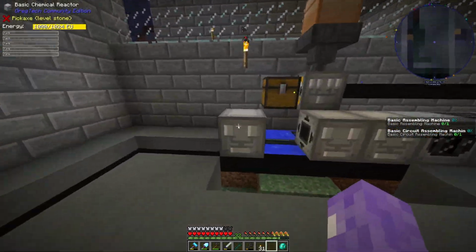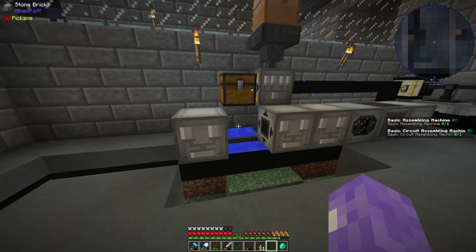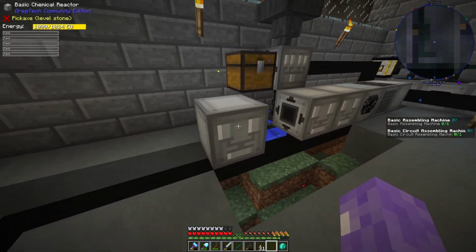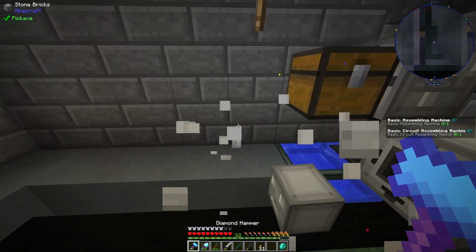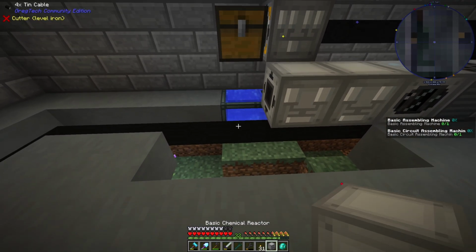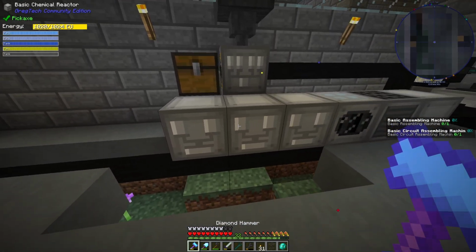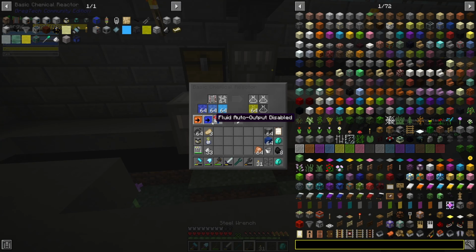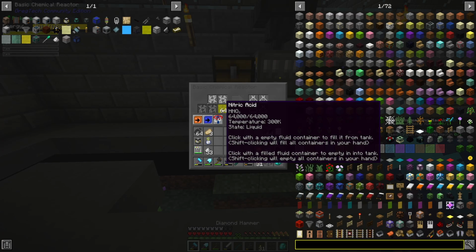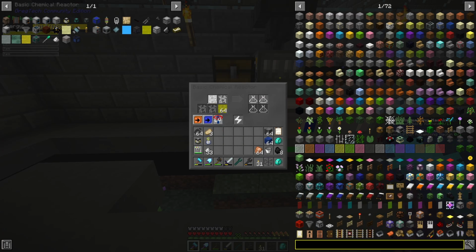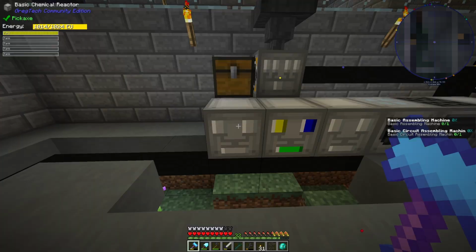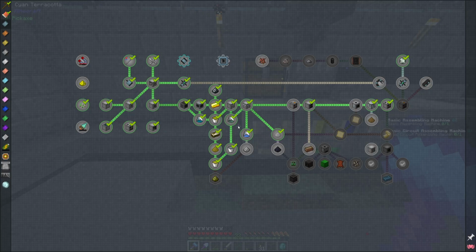So there we go. We need to get this nitric acid moved. Maybe it would be better to just have this connected, because then it could auto output. Let's try that. So we want to auto output the fluids. There we go. So now we have our nitric acid in here, and this is going to be where the gold alloy ingots are going to go. That's going to create the gold leach.